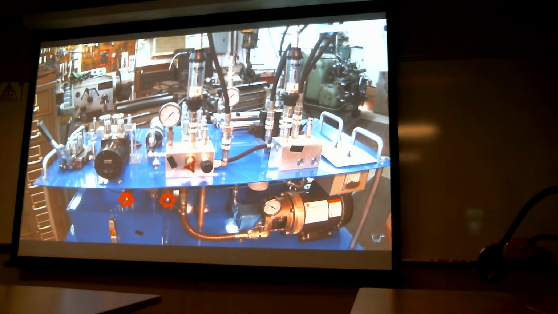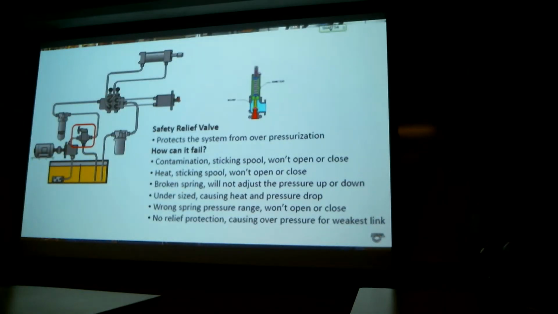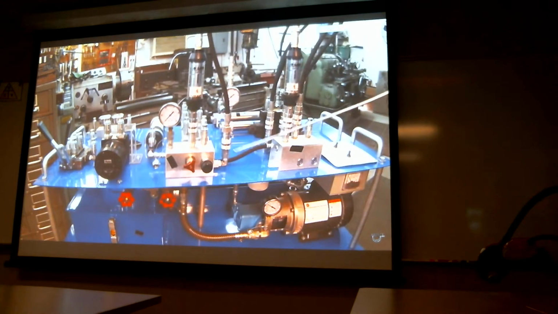All right, so some of the failure modes on a pressure relief valve is contamination. When it gets contamination in there, you have a spring inside that moves back and forth, and it doesn't move very well whenever it gets contamination in it. Another one is heat. As your system heats up, these spools inside of here and even over here on your directional valve will start sticking.